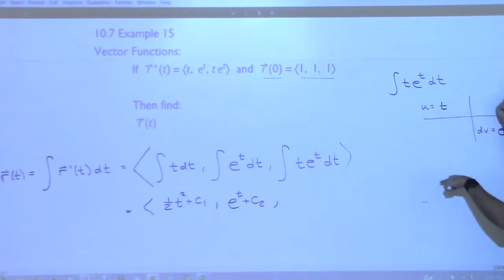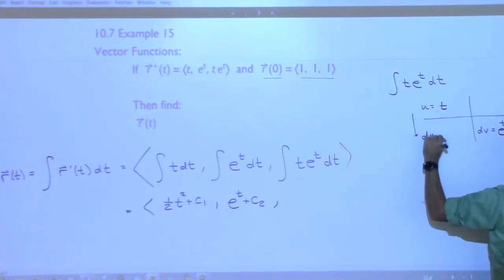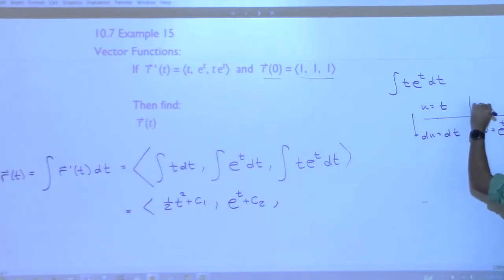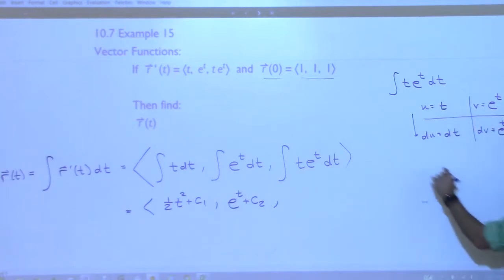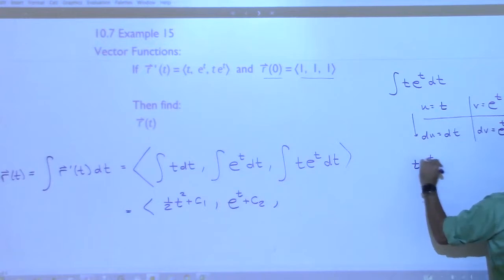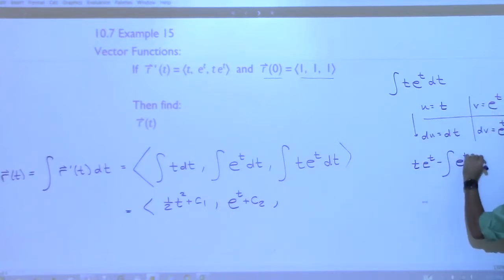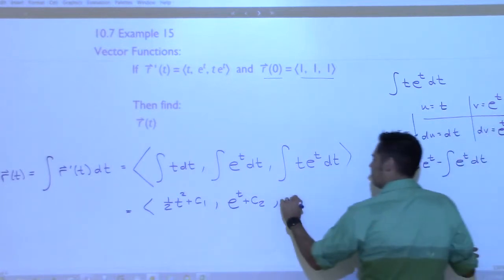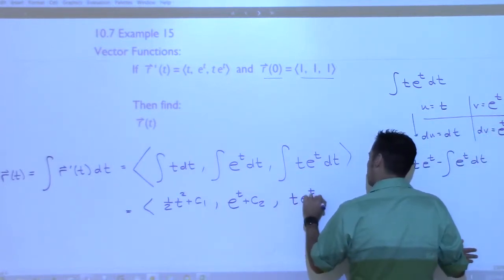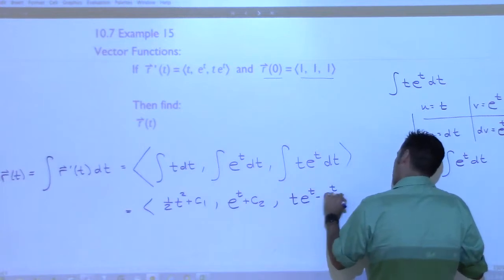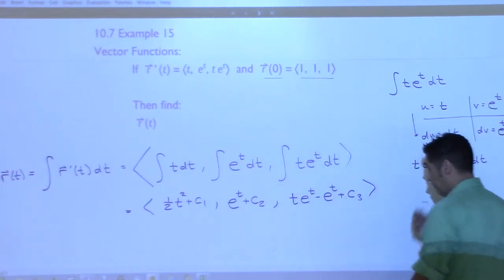And now we just, okay, so down here du is dt, and then up on this one is e to the t. And so this becomes uv minus the integral of v du, which are these two. And so at the end of the day, we get t e to the t minus e to the t. And yes, you could factor out an e to the t, but I'm just going to leave it like that, plus some constant of integration that I don't know.